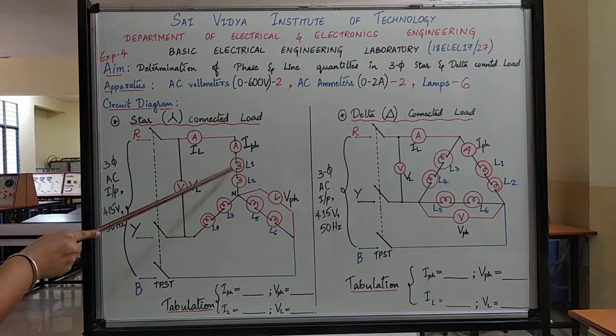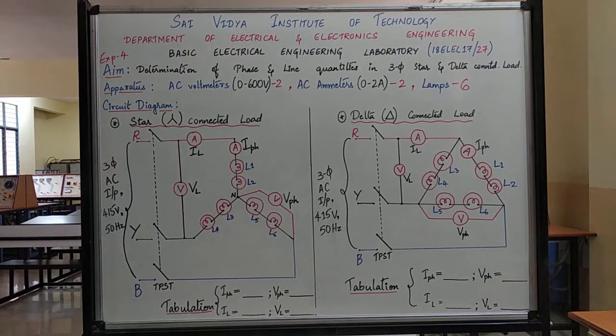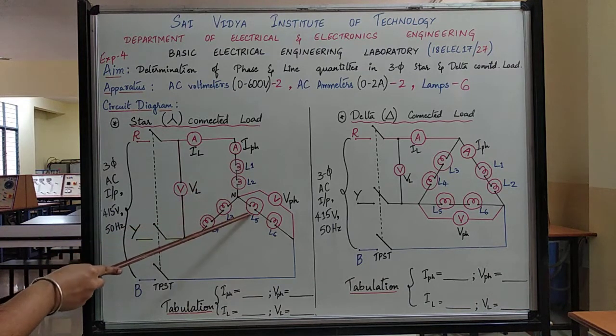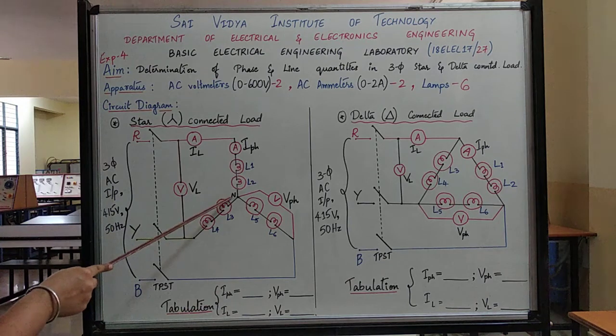And here we have considered lamps as loads in place of resistors, because these lamps are equivalent to resistive loads. So we have used 6 lamps, 2 lamps in each load to balance the circuit. And then the point at which all of them meet is the neutral point.